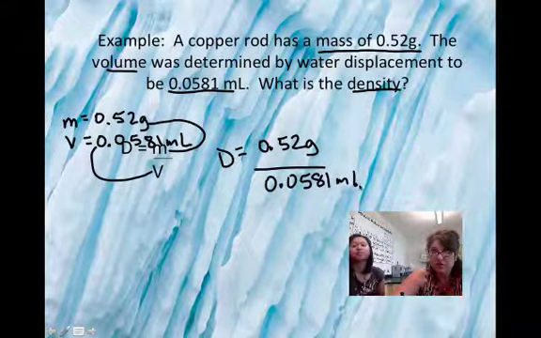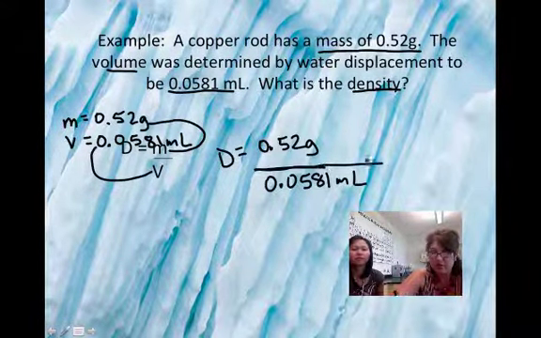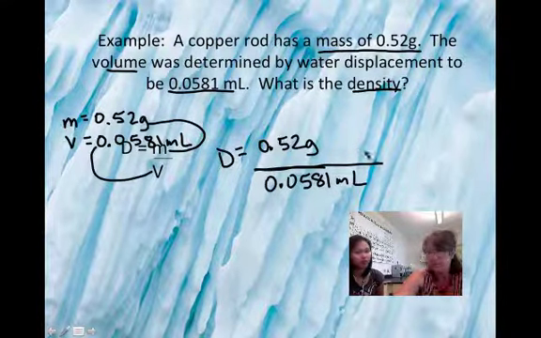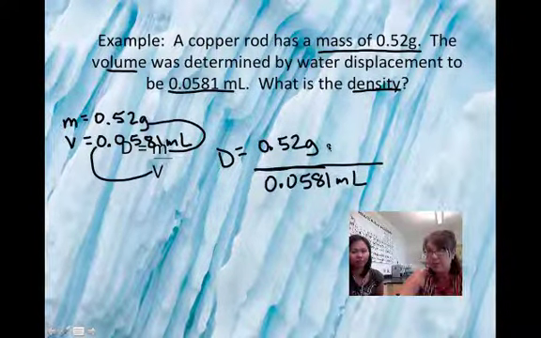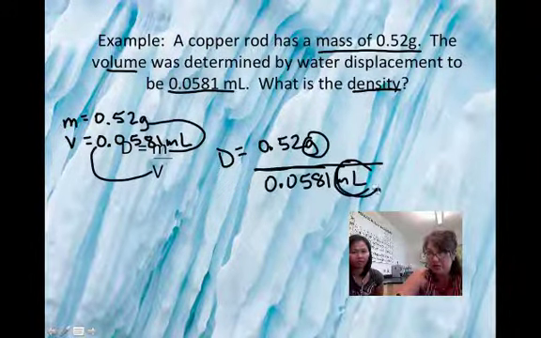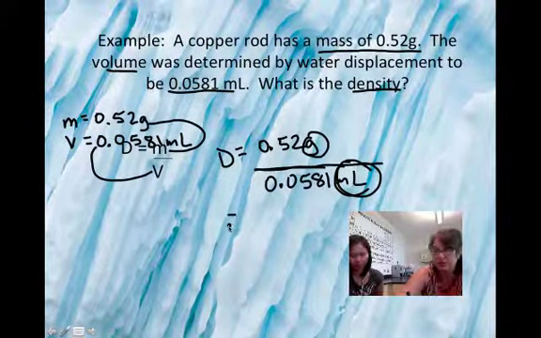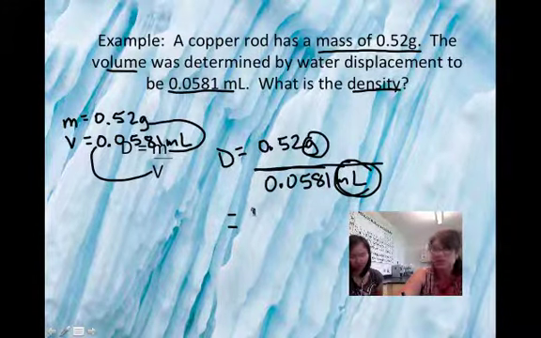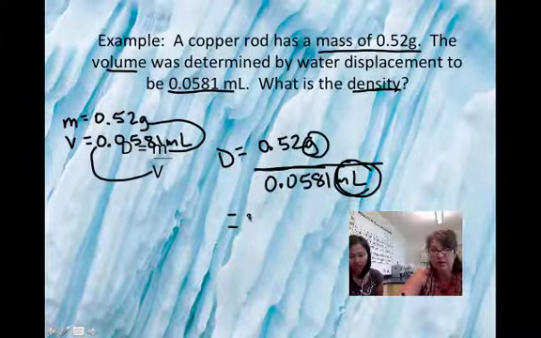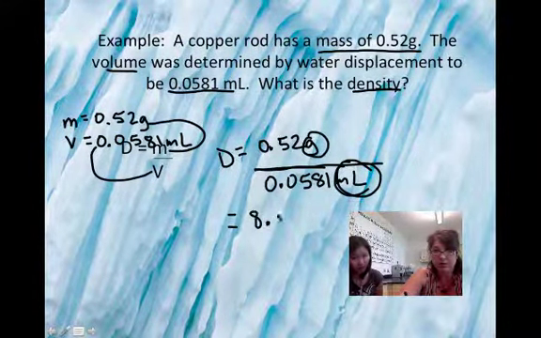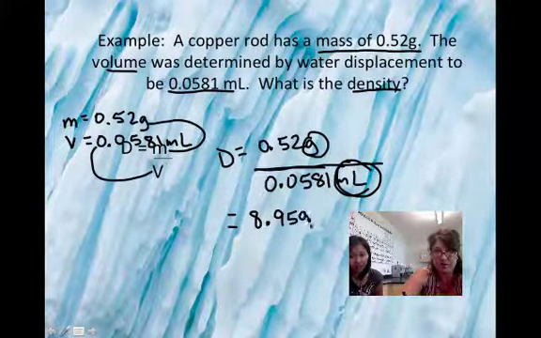When my students set this up, and yours too, I want you to put units in there. Units are very important. Put them into your calculation, not just in your answer. That way you can check to see, am I doing it right? You should have grams over milliliters, not milliliters over grams. What answer did you get? I got 8.95.